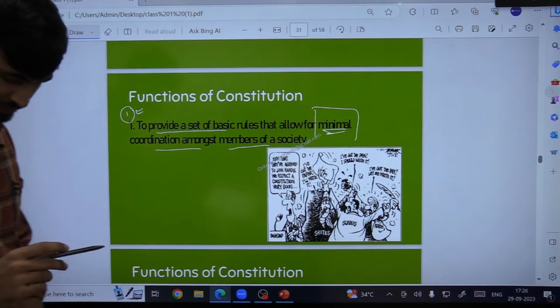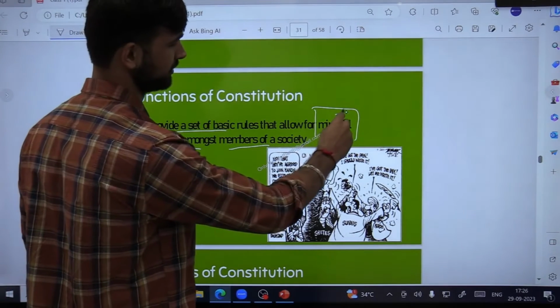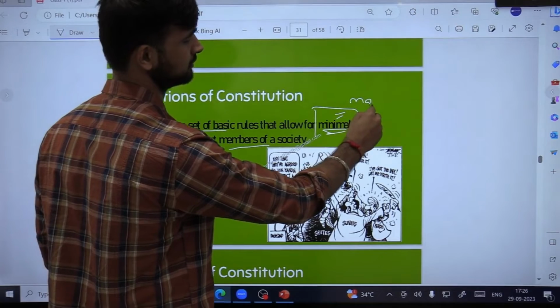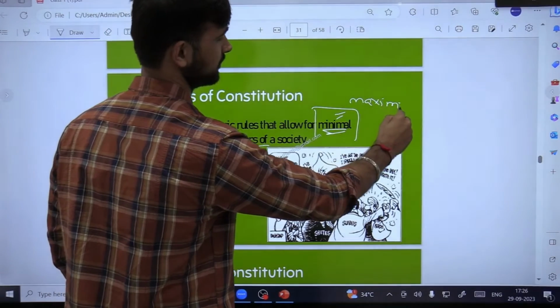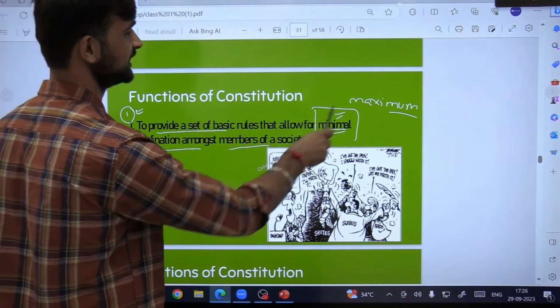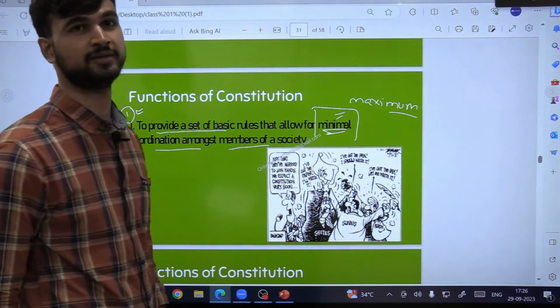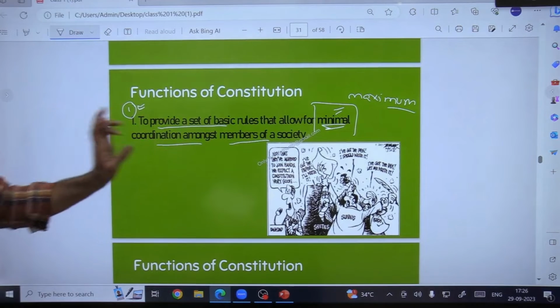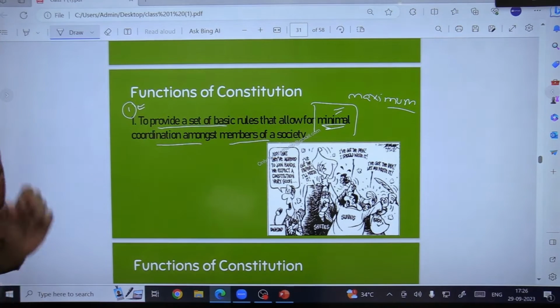Okay, you have to note down these keywords: minimal. It might be given that maximum. In prelims, one statement will be given to you: to provide a set of basic rules that allow for maximum coordination among members of a state. But this is the line of an NCERT and you need to focus on these words.